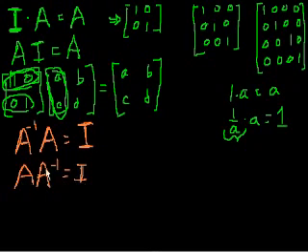And if you think about it, if both of these things are true, then not only is A inverse the inverse of A, but A is also the inverse of A inverse. So they're each other's inverses. And it turns out there is such a matrix. It's called the inverse of A, as I've said 3 times already. And I will now show you how to calculate it.